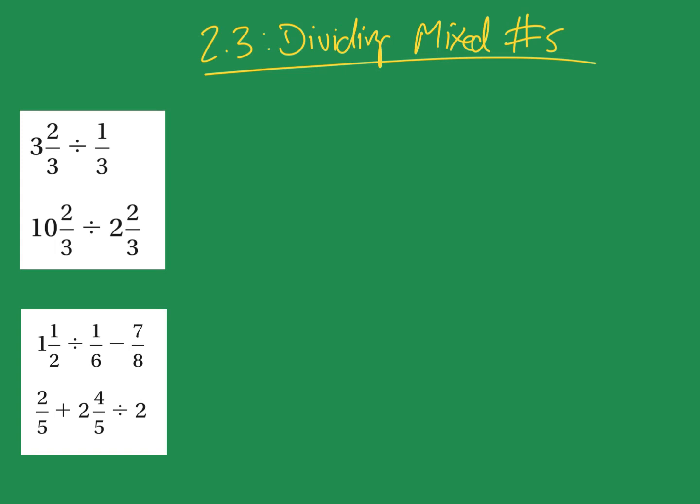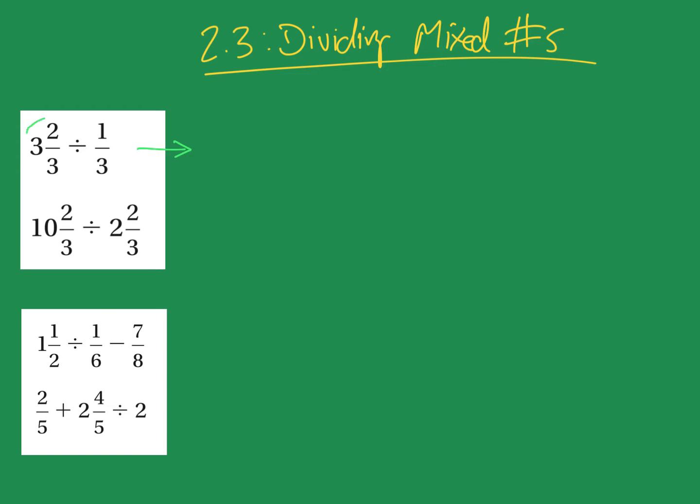Okay, for 2.3, we're going to be dividing mixed numbers. And in this section, we're going to be bringing in a lot of what we've already been doing in this unit and in previous units: dividing fractions, working with mixed numbers, as well as order of operations using fractions. So let's go ahead and take a look at dividing mixed numbers as well as fractions.